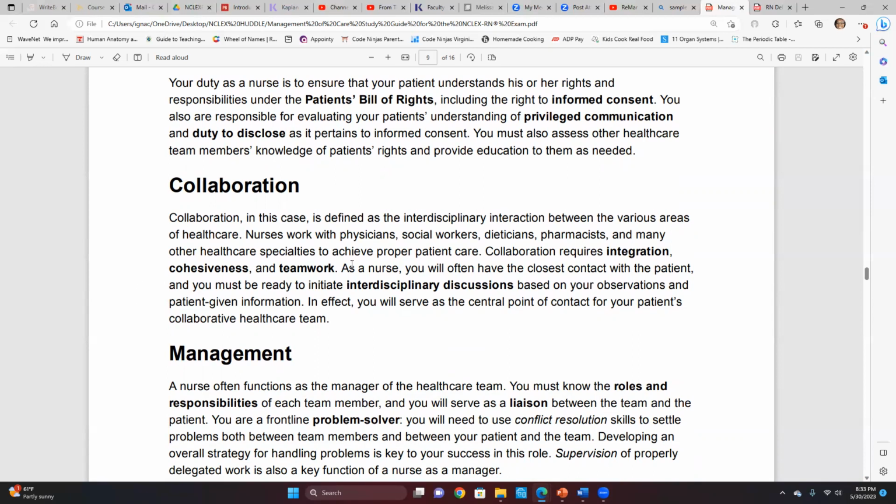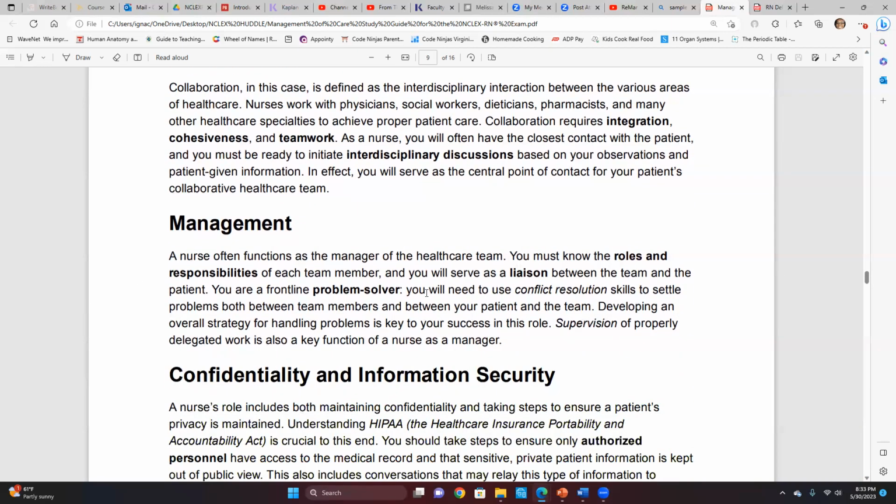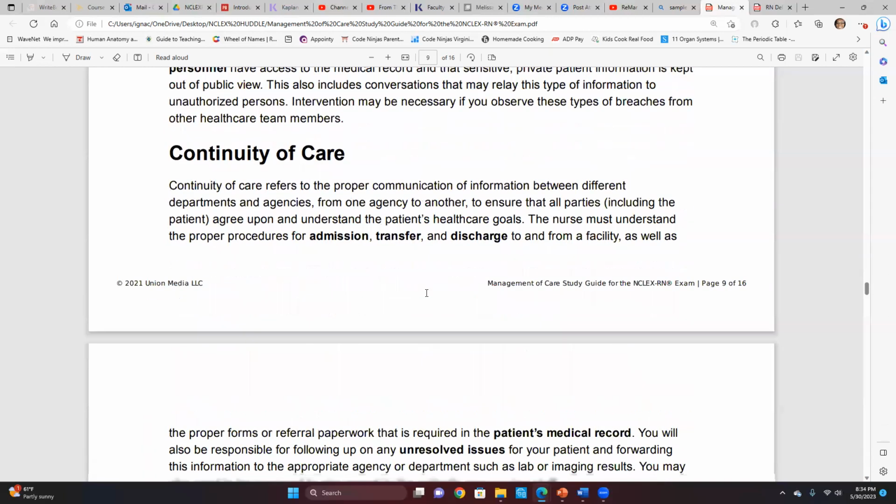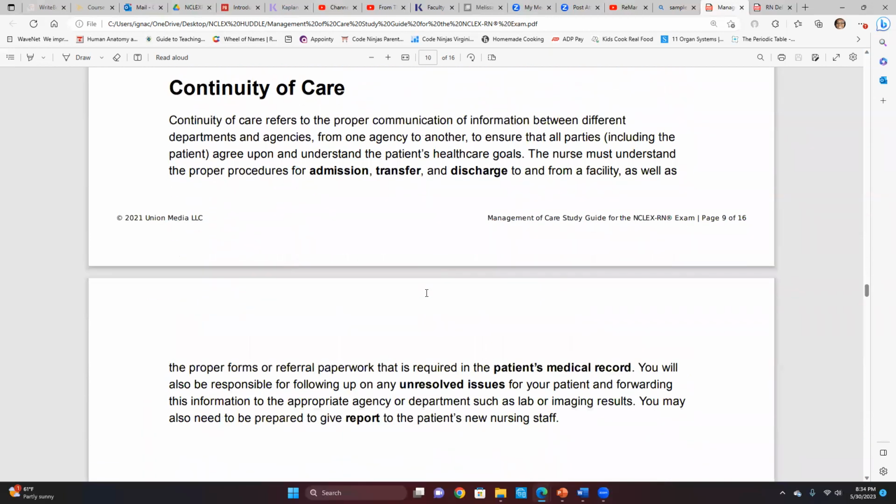Yes. Let's see, management. So roles and responsibilities, we're problem solvers, we talked about HIPAA, continuity of care. That's always an important factor. Why do you think continuity of care is important?